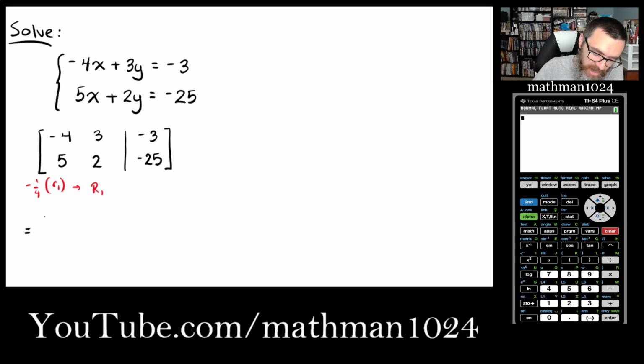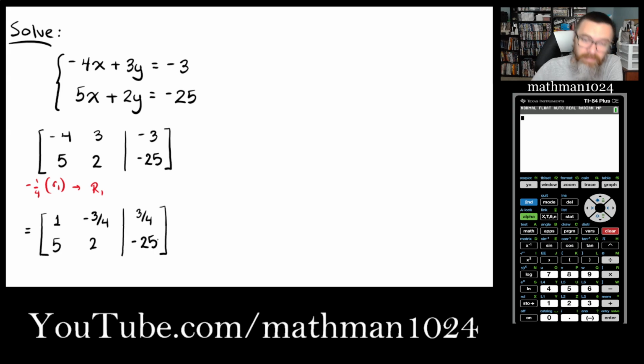So if I make that adjustment and I divide everything here by -4, we get +1, -3/4, +3/4, and of course the second row didn't change. So that's one way of doing it. Or what you can do is that you can combine row 2 with row 1 and then replace row 1 with that.